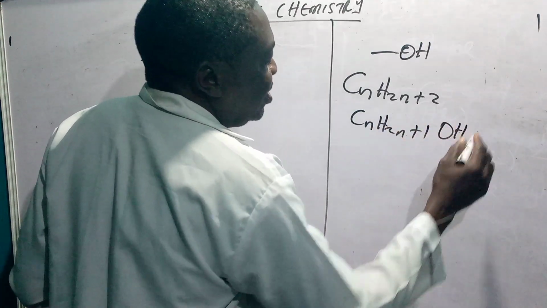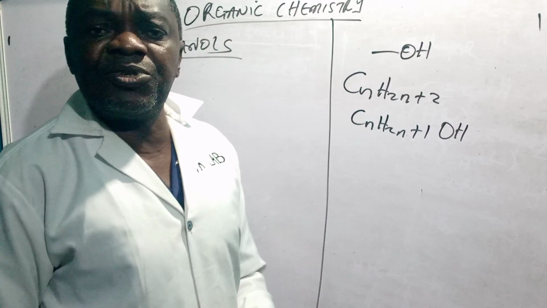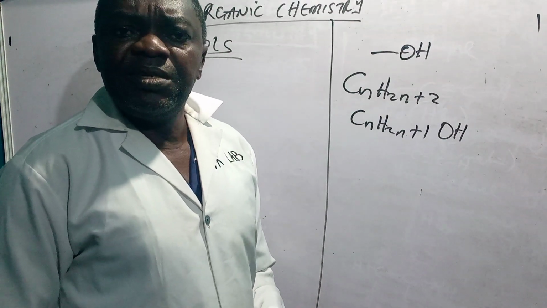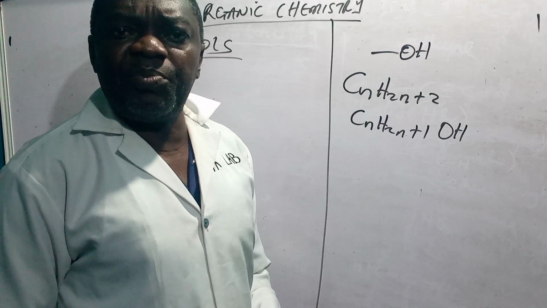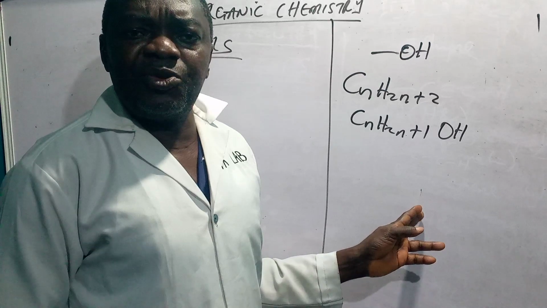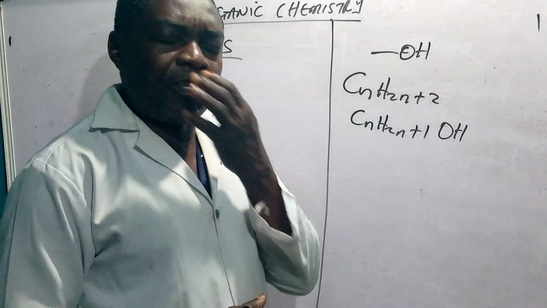Then you add OH. This OH is called the functional group. Remember, the functional group in a compound determines the chemical characteristics of the compound. It gives the compound its identity. By mentioning the functional group, you know the group to which the compound belongs.